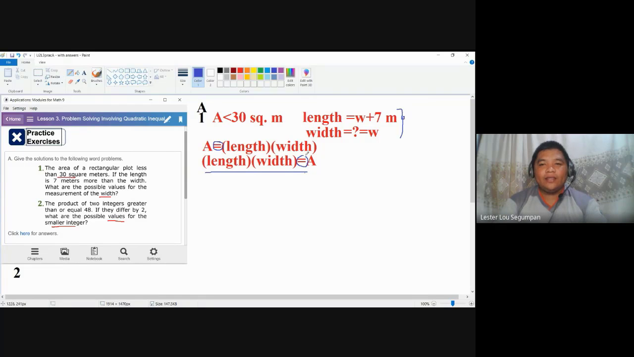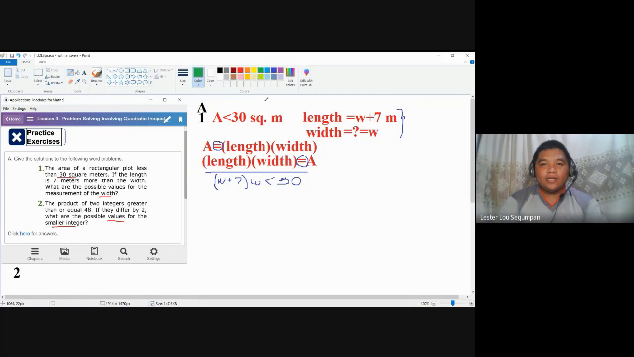Since the length and the width must be equal to the area, we could represent it as the value of the length, which is W plus 7, in parentheses, times the width, which will actually be considered the area. But since the relationship tells us that the area should be less than 30 square meters, we use the symbol less than instead of equality and use 30 here.